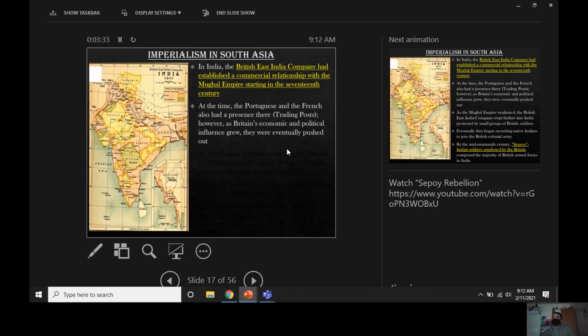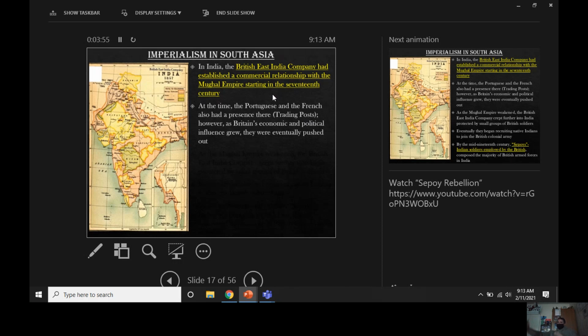At the time, and this is late 1500s, early 1600s, the Portuguese and the French also had a presence there. We had talked previously about the Portuguese trading post empire in the Indian Ocean. However, as Britain's economic and political influence grew, they were eventually pushed out.